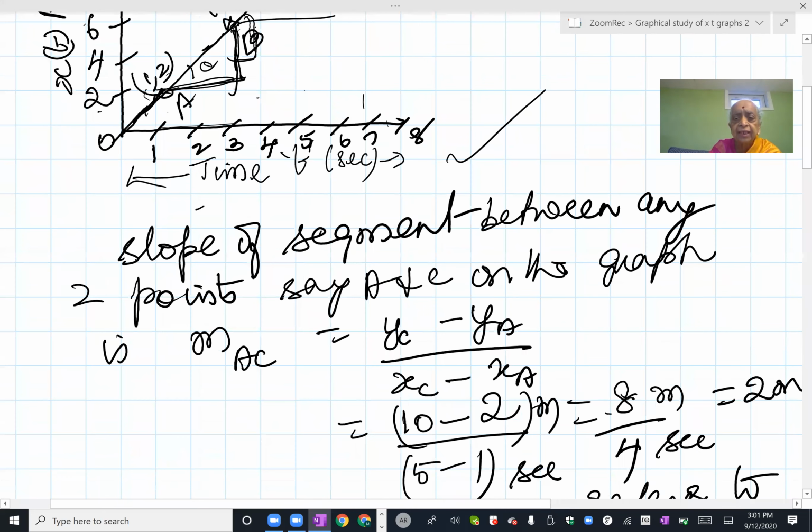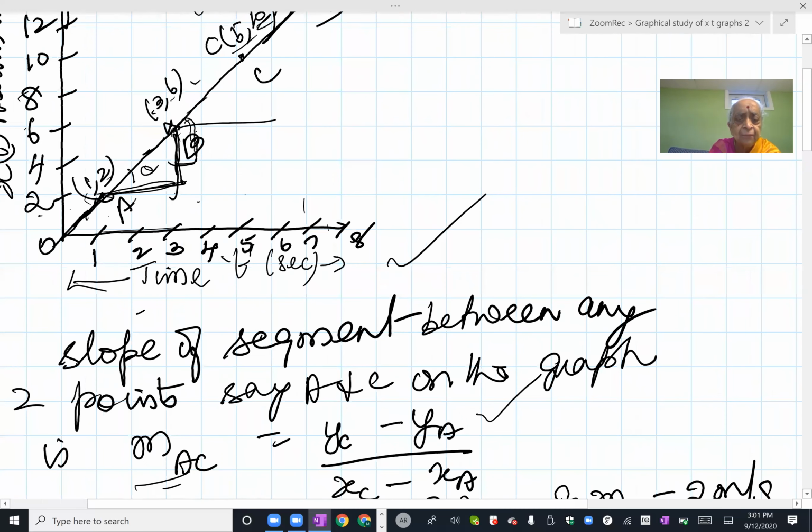So slope of the segment between any 2 points, say A and C, is given by m. M is called the slope. MAC is equal to yc minus ya. Y coordinate only should come in the numerator. X coordinate should come in the denominator. So it will be y coordinate difference by x coordinate difference. It will be 10 minus 2 by 5 minus 1.